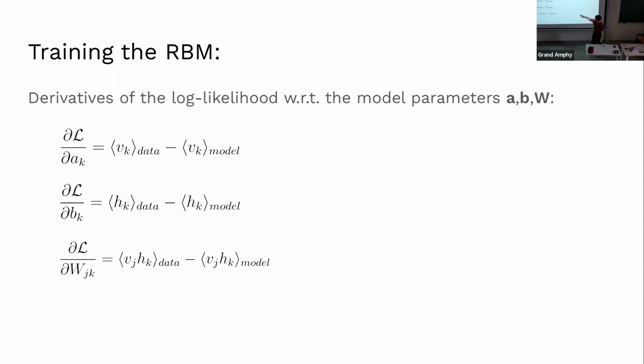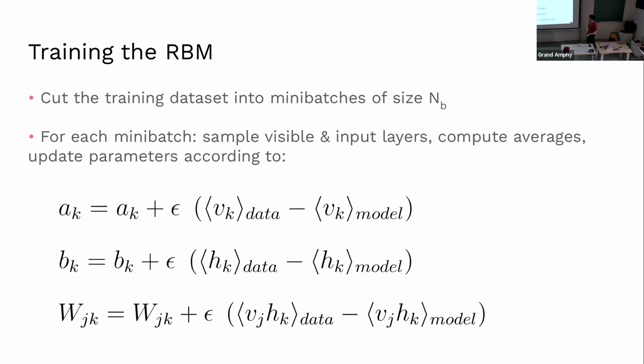The averages over the data for the hidden layer are not really averages over the data. It means that you take as the first step of the Gibbs sampling your training dataset for the visible layer. Now you cut your training dataset into mini batches of size NV, and for each mini batch, you sample visible and hidden layers according to Gibbs sampling. You compute your averages, and you update your parameters accordingly to those expressions with a learning rate epsilon.